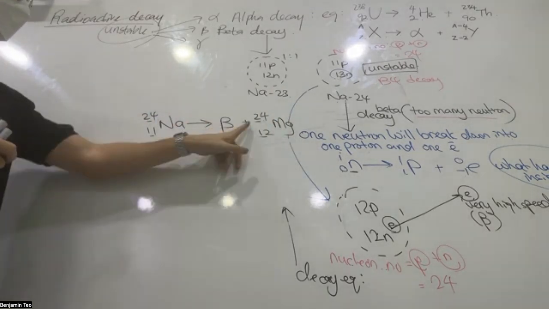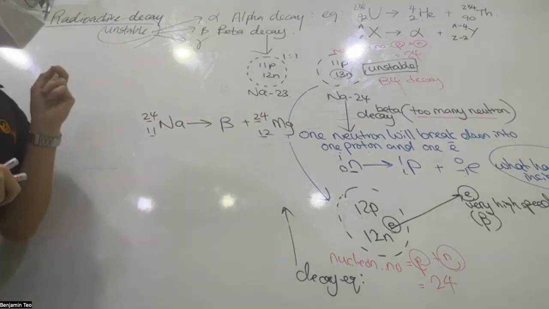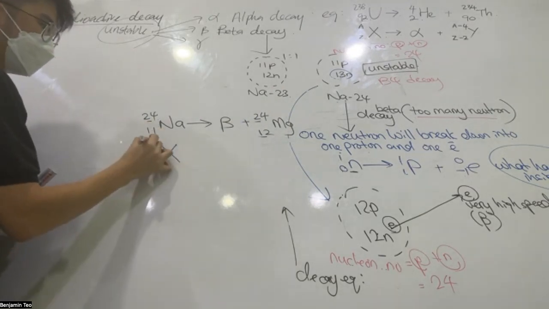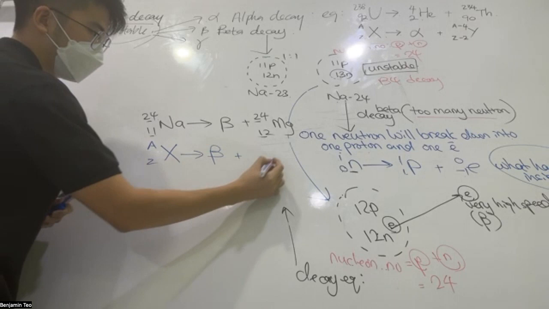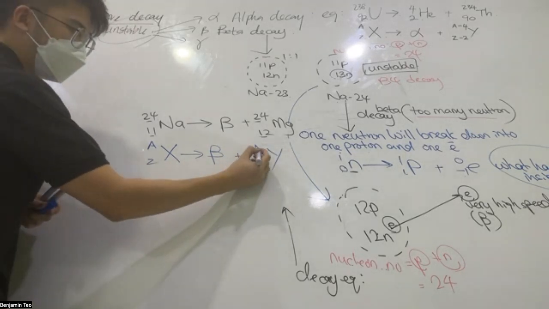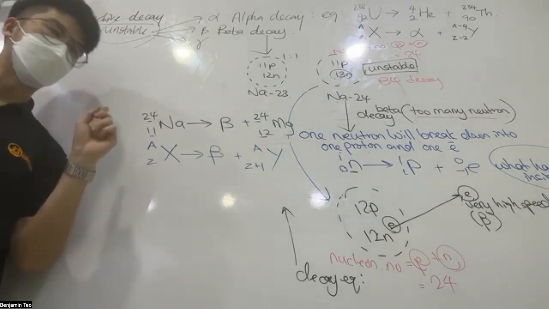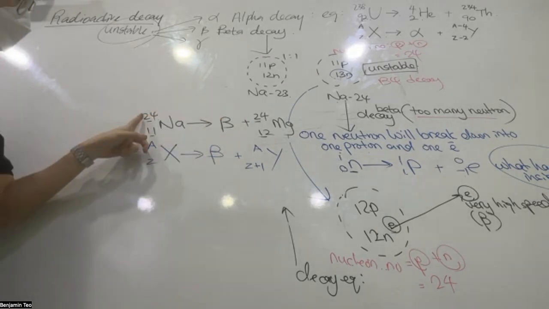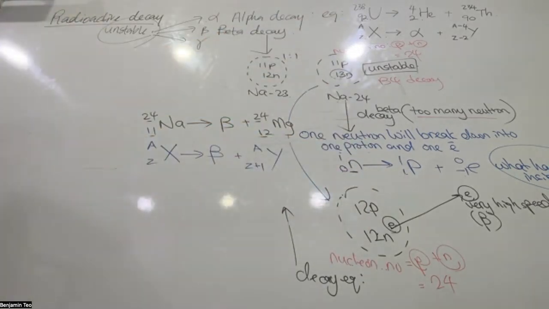Magnesium, okay, right? So the general notation for the beta equation is: X with A and Z decays by beta to become Y with A and Z plus 1. This is your key equation. So Y is Z plus 1. You know now the reason behind it. Okay? What's the reason behind it? Nucleon number is the same, but proton number plus 1. This is the reason behind it. This is what happens inside.